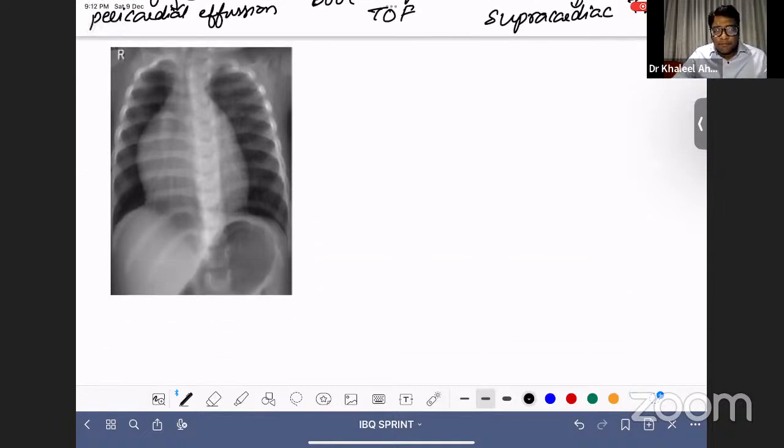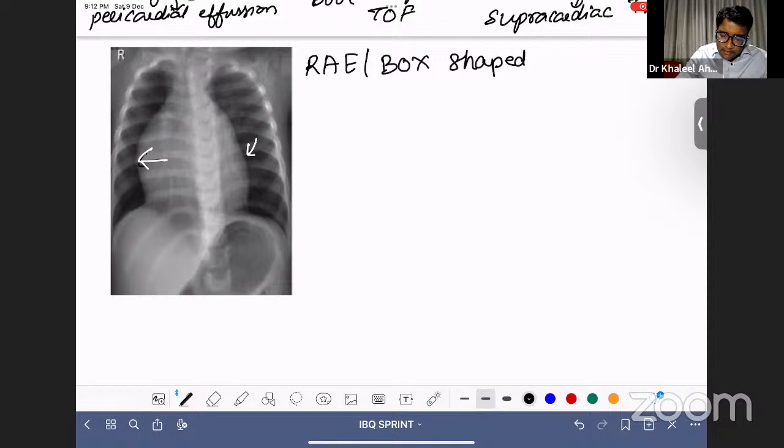Now look at this radiograph. Look at the cardiac silhouette. Is the right side increased or the left side increased? Look at the left heart border. It is pretty much fine. The right heart border appears to be going more towards the right. There seems to be a right atrial enlargement. This is suggestive of right atrial enlargement, also called box-shaped heart. In which condition do you see box-shaped heart? This is a feature of Ebstein's anomaly.